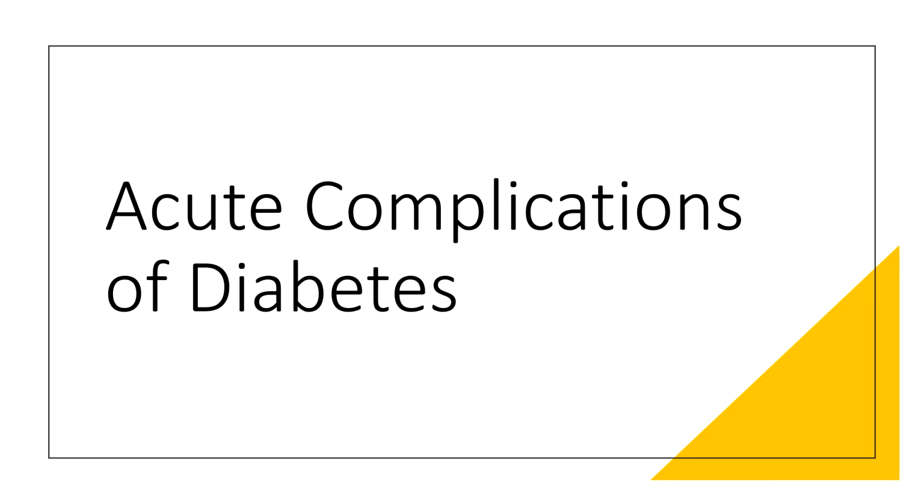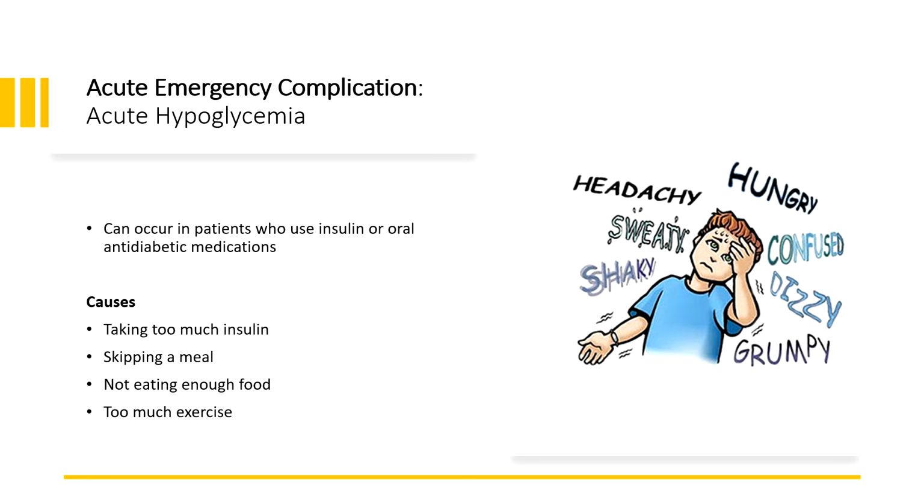Right. Let's go on to our acute complications. So when we talk about acute complications, one of the ones that we look at is hypoglycemia, right? It can occur if the patient uses insulin or oral anti-diabetic medications. So you could have taken too much insulin, you didn't eat enough of your meal, you skipped a meal, or you exercised too much, right? That's acute hypoglycemia. If you do have a patient that is on insulin therapy and they have to exercise, they need to make sure that they're not exercising during the peak when that insulin is working its best.